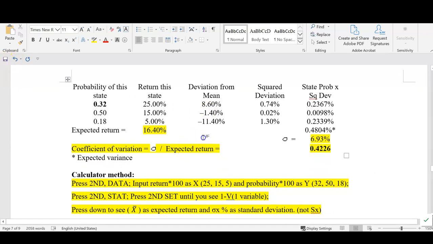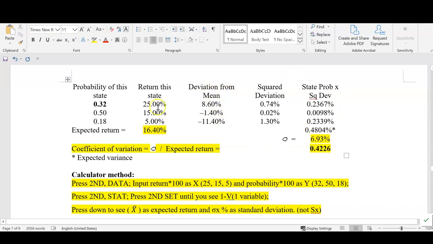If you want to use the formula, for the expected return, you can use these 3 probabilities multiplied by the 3 returns and add them up to get this expected return, 16.4%. Okay, and for the standard deviation, this table here shows us how we are using the formula.